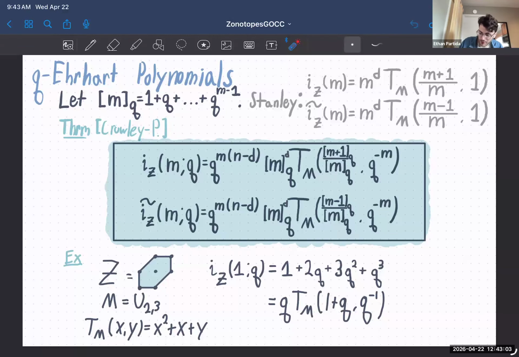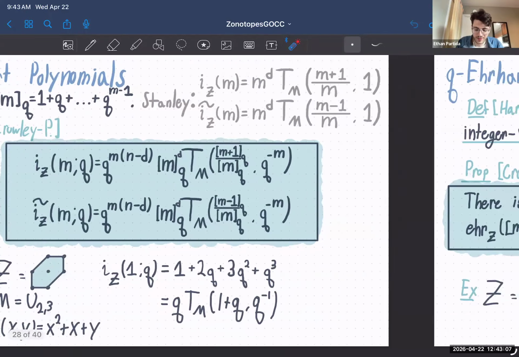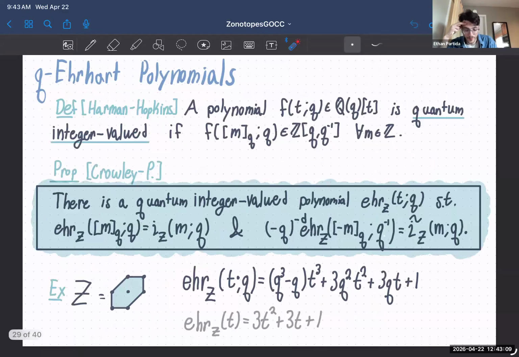Okay. Now with an example done, I can say why I like this theorem. It's essentially because the top polynomial is a polynomial. This lets us put our work in the context of quantum integer valued polynomials, which are an object introduced by Nate Harriman and Sam Hopkins. And the definition's not so bad, so I'll give it.